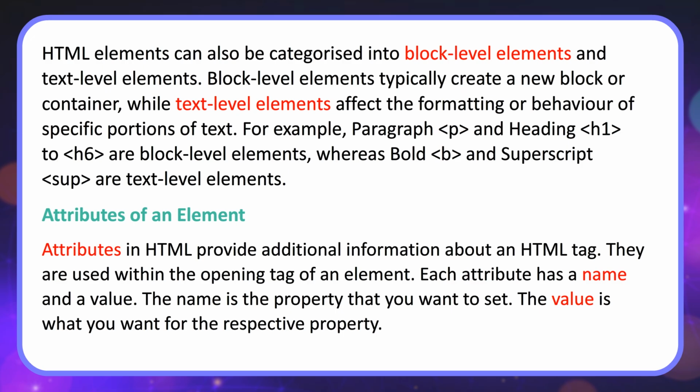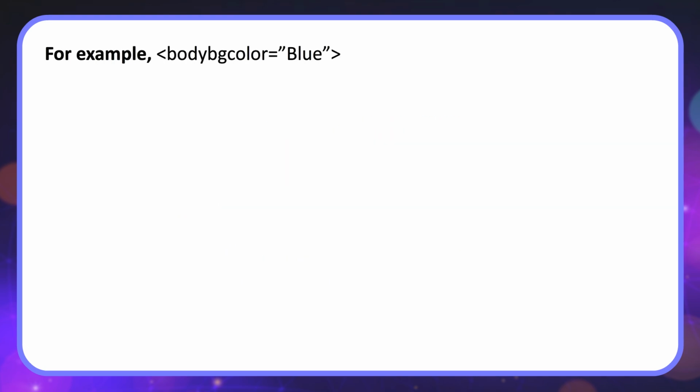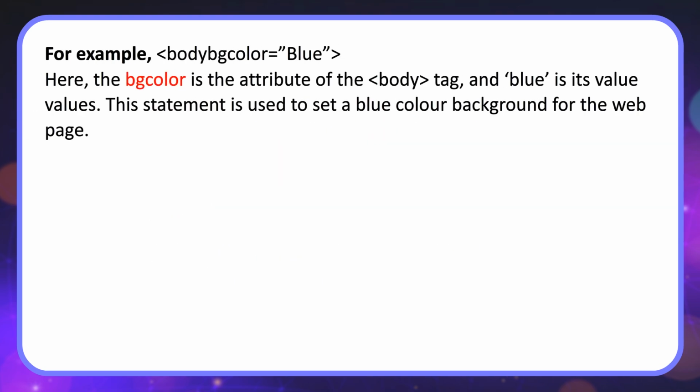Attributes of an element. Attributes in HTML provide additional information about an HTML tag. They are used within the opening tag of an element. Each attribute has a name and a value. The name is the property that you want to set. The value is what you want for the respective property. For example, <body color=blue>. Here, color is the attribute of the <body> tag, and blue is its value. This statement is used to set a blue color background for the web page.